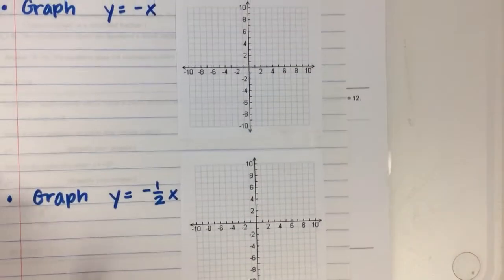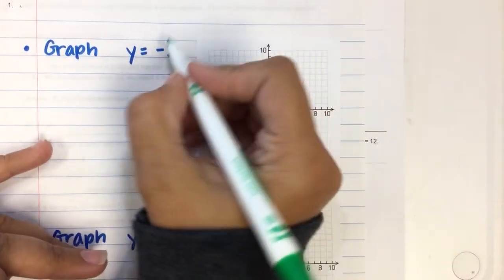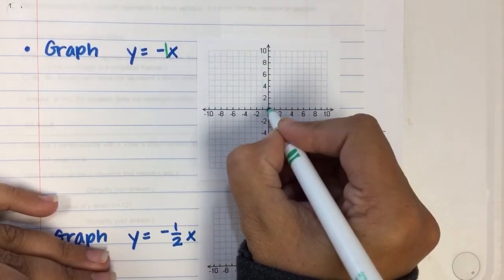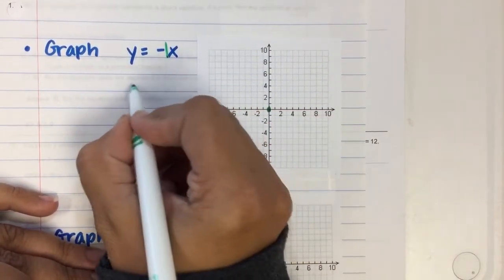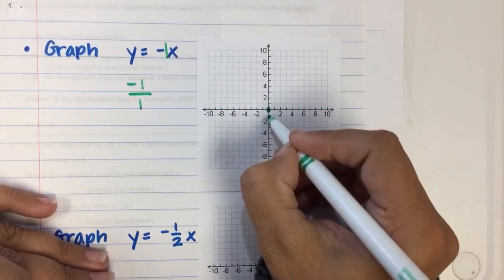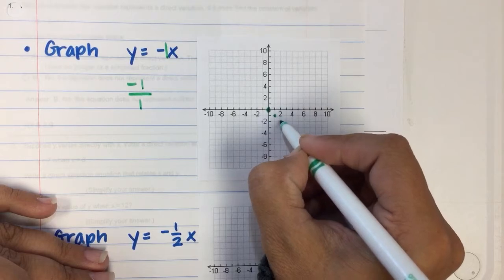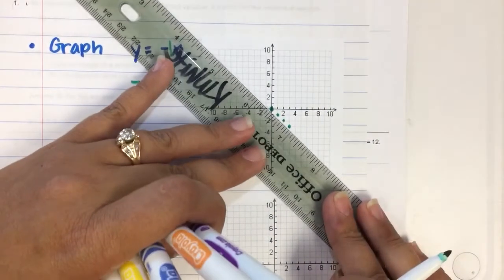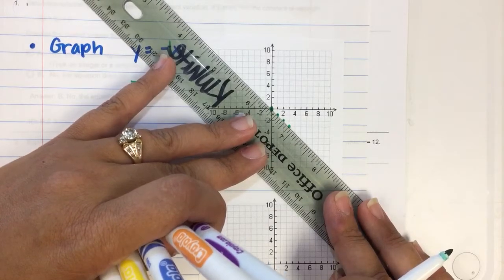All right, let's graph negative x. Well, this is understood to be a negative 1, right? My first point goes through 0, 0, so this tells me that my slope is negative 1 over 1. So I'm going to go down 1 over 1, down 1 over 1, down 1 over 1. So this is what the graph of y is equal to negative x looks like.